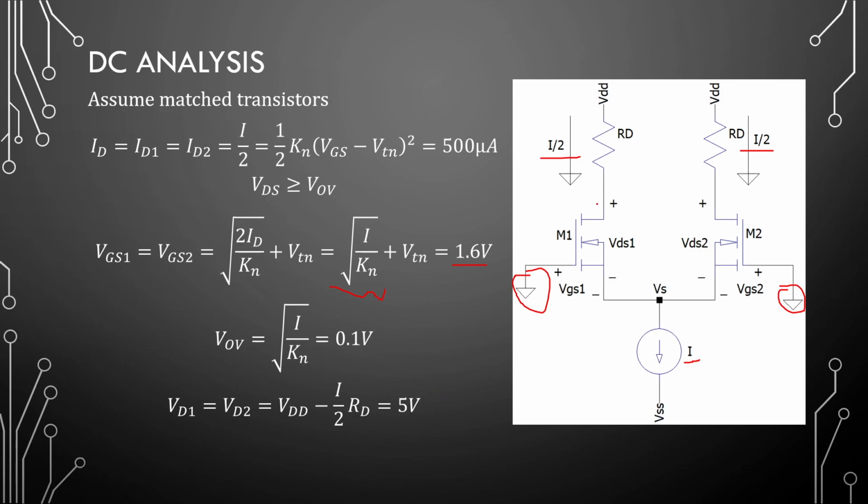Okay, then our two drain voltages will be the same. So VDD minus I over 2 times RD. If VDD is 10 volts, then it will be sitting at 5 volts on both sides. So in terms of biasing, having this point in the middle between our drain resistor and our drain source voltage is achieved. So this is the Q point.